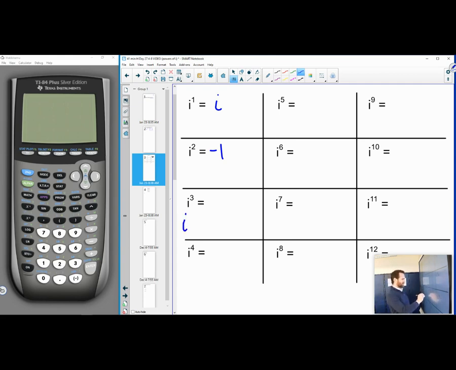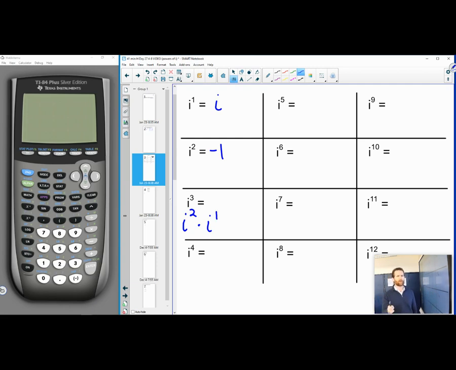Now I'm going to rewrite this I to the third as I to some power times I to some power. Essentially, I'm going to break this I to the third up into two factors. The question is, what could those powers be? What I would do is say it's I to the second power times I to the first power.